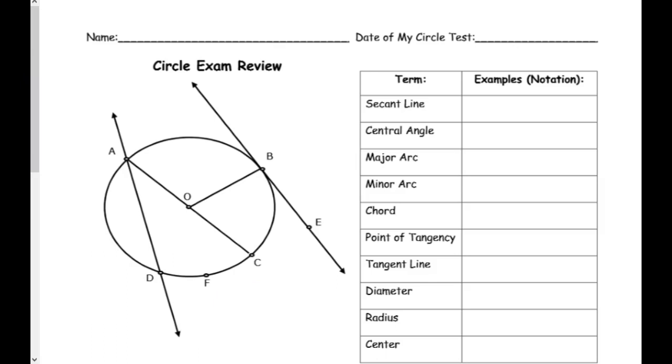Alright, secant line. We want to give the examples in notation format. A secant is a line that goes through a circle, so we can pick this one right here that goes through it with arrowheads. Line AD. A central angle has to be an angle from the center, so something like this. There's more than one answer on these, but I'm just giving you one of them. Angle AOB.